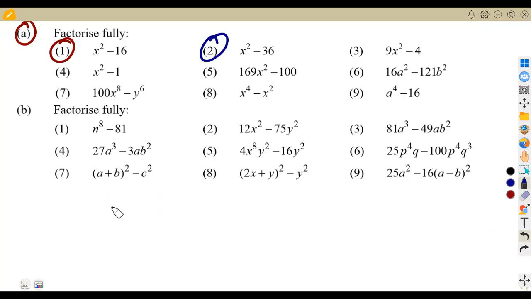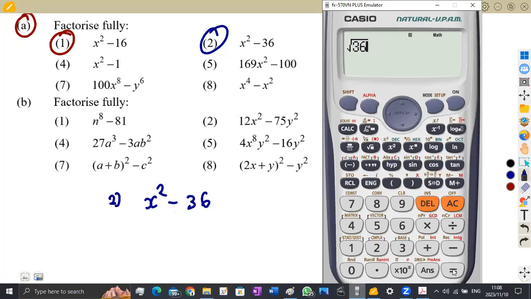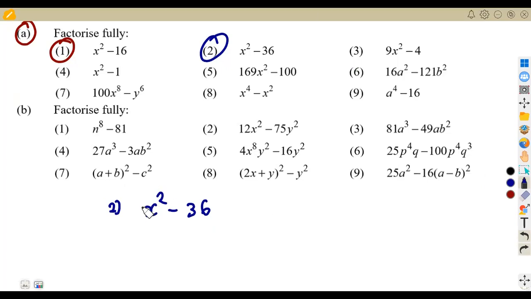The same thing here, we are given question number 2, that is x squared minus 36. Is 36 a perfect square? If you're wondering this, you can just check from your calculator the square root of that, but you're supposed to know by heart whether this is a perfect square or not. The square root of 36 is 6. That means it is a perfect square. So we are going to have the square root of x squared, which is x, and the square root of 36, which we saw is 6. So this will be x here, minus 6, and the other part is going to be x plus 6.